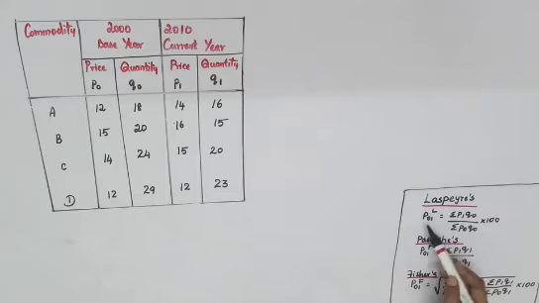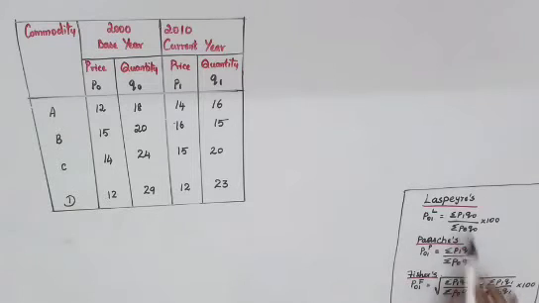Laspeyres' formula P01L is sigma P1Q0 divided by sigma P0Q0 into 100. Next is Paasche's, P01P, where P represents Paasche, which is equal to sigma P1Q1 divided by sigma P0Q1. Next is Fisher's, F, which is equal to the root of sigma P1Q0 divided by sigma P0Q0 into sigma P1Q1 divided by sigma P0Q1.